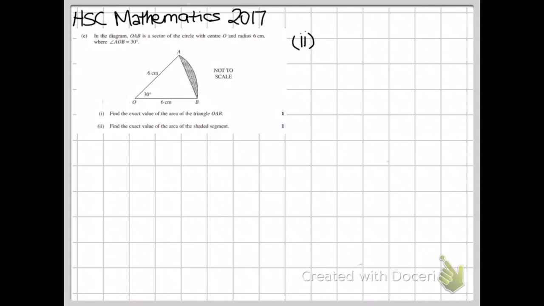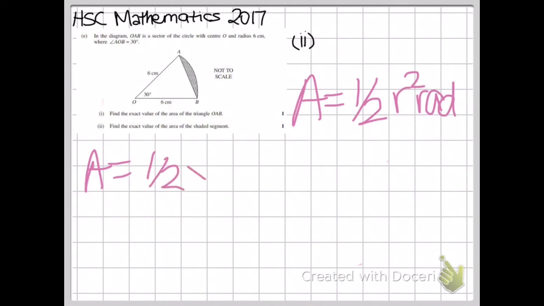For part 2, we are to find the exact value of the area of the shaded segment. In the previous question, we found the area of the triangle, which can be subtracted from the area of the sector to get the area of the shaded segment. The formula for the area of a sector is area equals half radius squared times radians. So the area of the shaded segment equals half times 6 squared, because the radius is 6 centimeters, times pi over 6 and minus 9, as this is the area of the triangle.